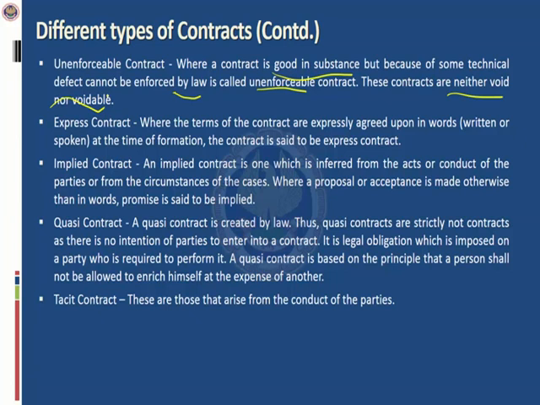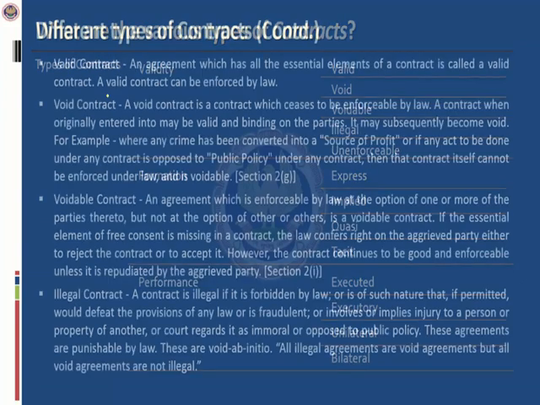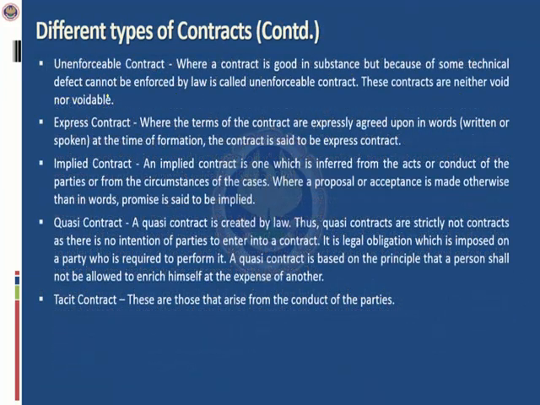Now this was on the basis of validity. The second type of agreements that we were discussing was on the basis of formation. The first here being express, implied, then quasi, and then tacit. Coming to these.